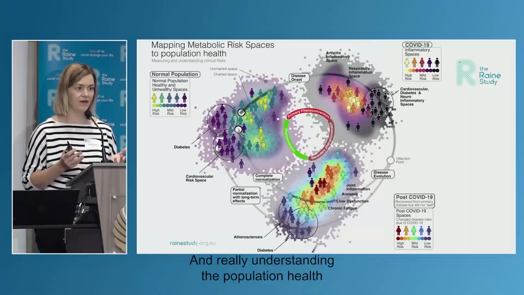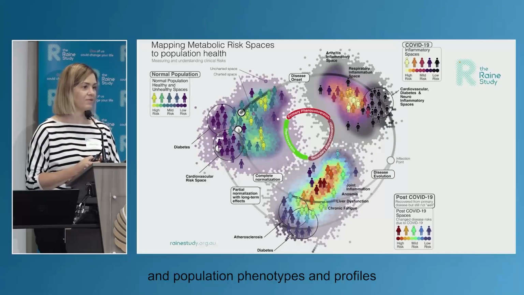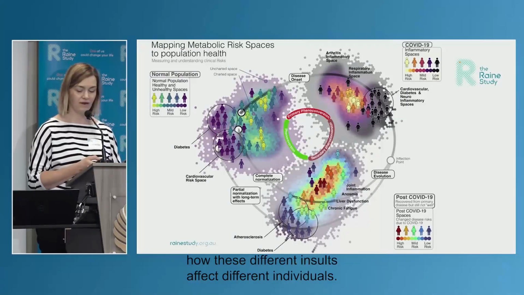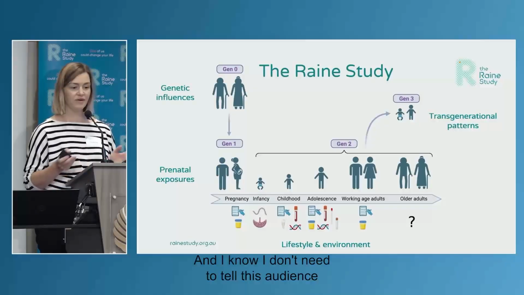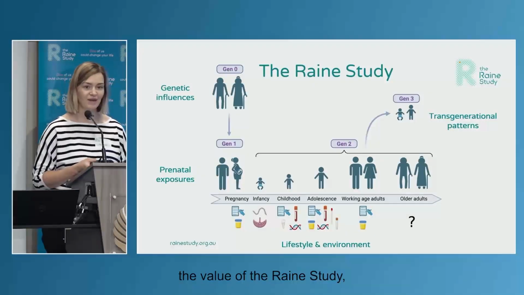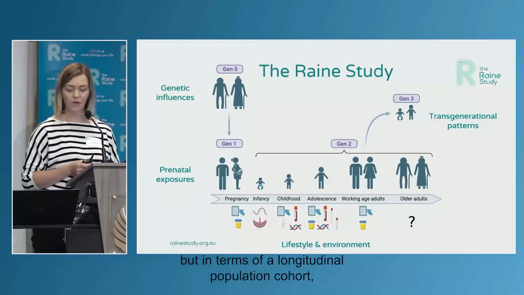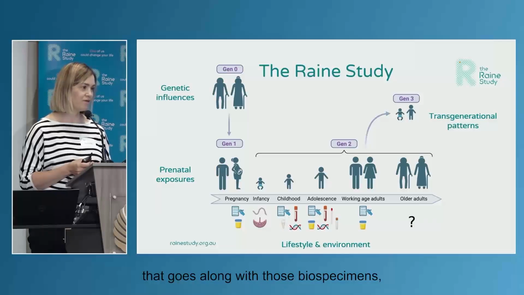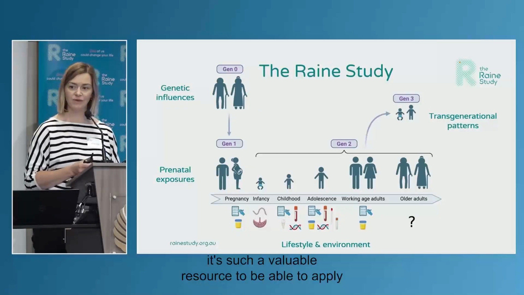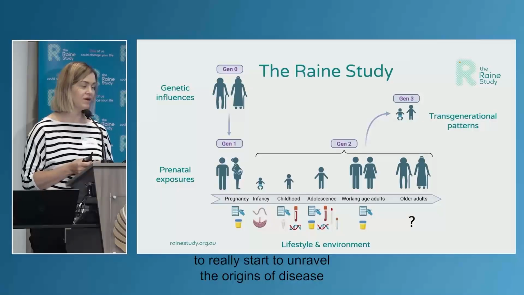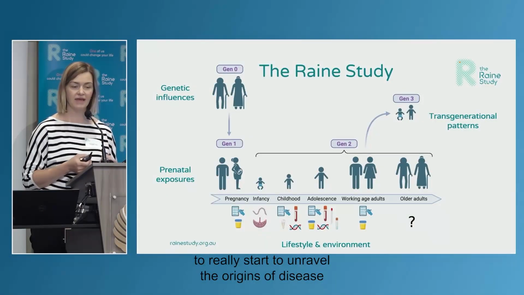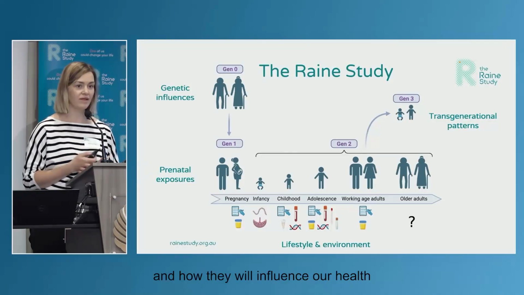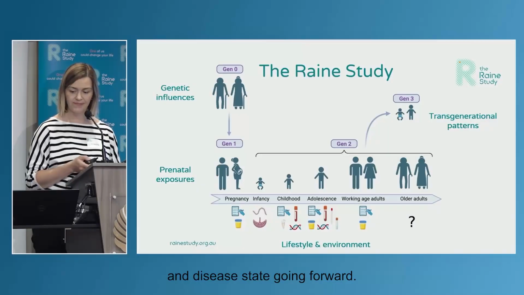And really understanding the population health and population phenotypes and profiles gives us the ability then to study how these different insults affect different individuals. And I know I don't need to tell this audience the value of the Raine study, but in terms of a longitudinal population cohort, which is multi-generational, has got such a wealth of data that goes along with those biospecimens, it's such a valuable resource to be able to apply this type of technology to really start to unravel the origins of disease, and looking at, across the life course, all of the things that can happen and how they will influence our health and disease state going forward.